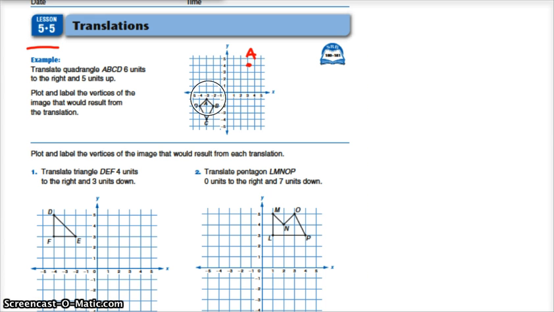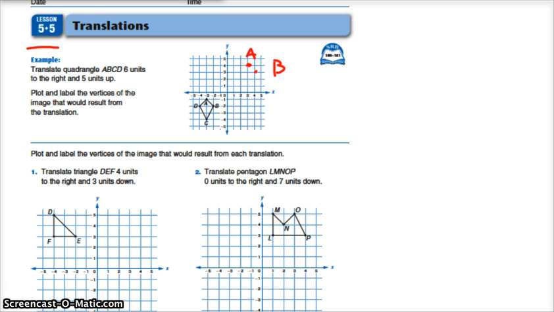Alright, I'm going to erase these. And then I'll do B. So we go 6 units to the right. 1, 2, 3. Hold up. 1, 2, 3, 4, 5, 6. 1, 2, 3, 4, 5. Right there. Now we got B.